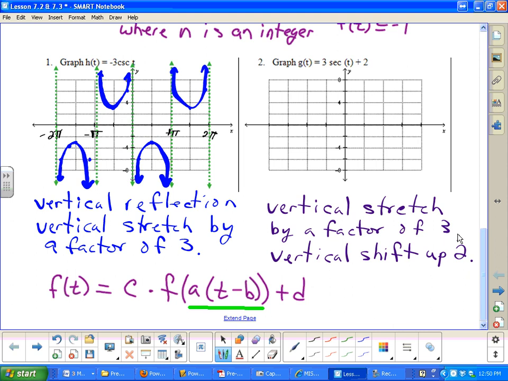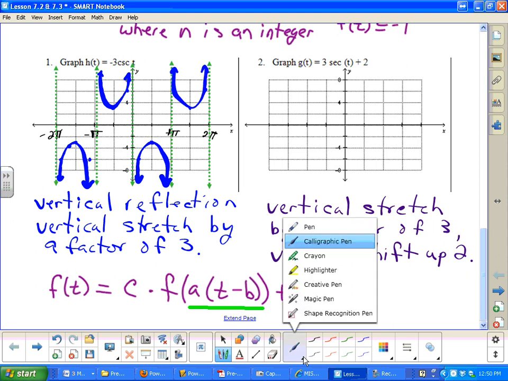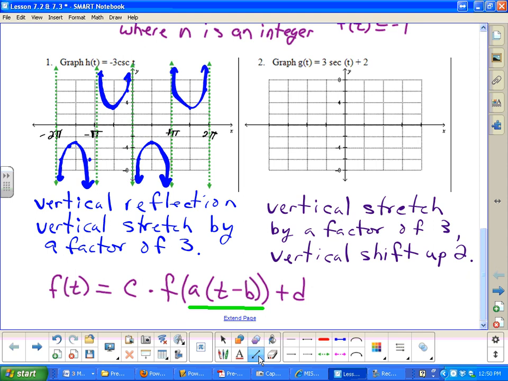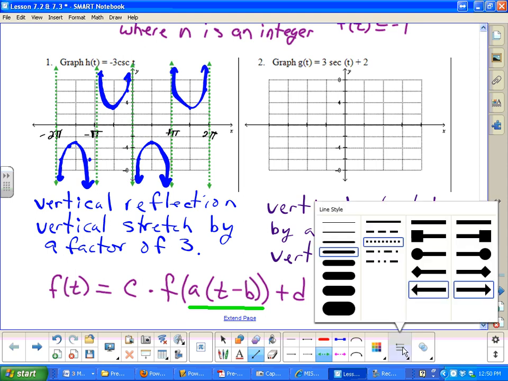Now, is there any horizontal movement here? No, there's no change horizontally. So wherever cosecant is, or secant is undefined, it will still be undefined. And I'll draw my asymptotes in there, which those would be at all of the pi over 2's.